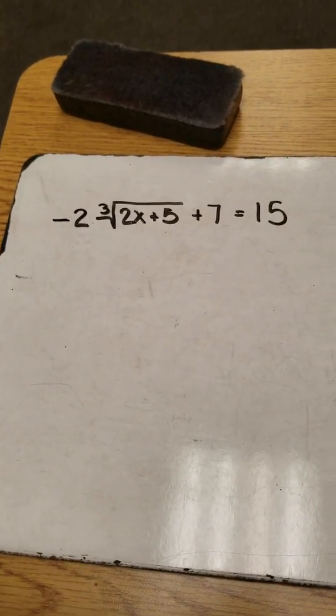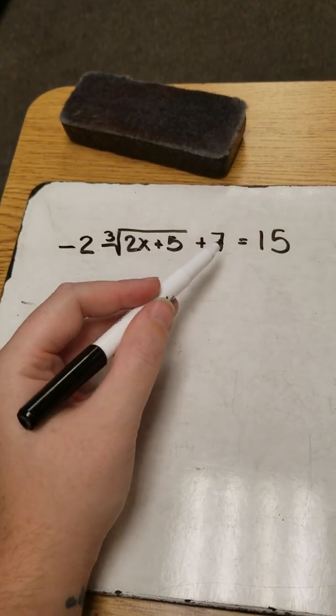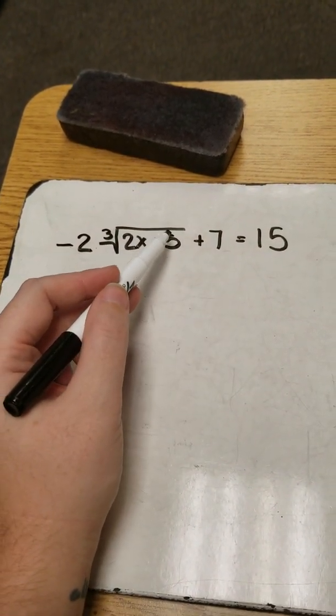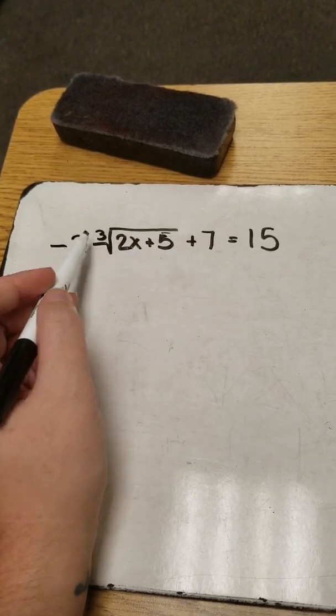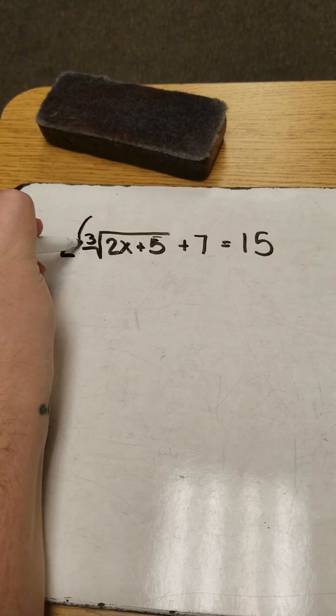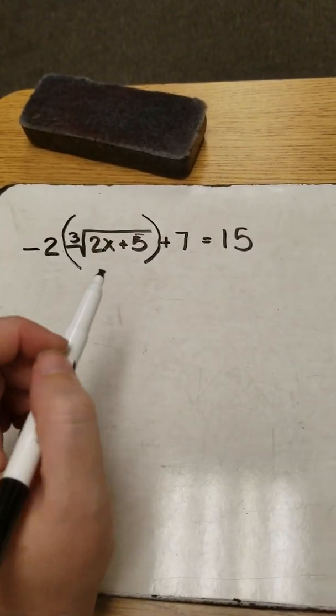Okay, let's look at this nice, really messy one. So the first thing you want to do is determine what's under the house and what's outside of it. So notice how the house ends at the 5. This radical doesn't cover that 7, so that 7 is outside of the house. So I'm personally just going to take my marker and draw parentheses because I like it nice and neat. I like to know what I'm working with.